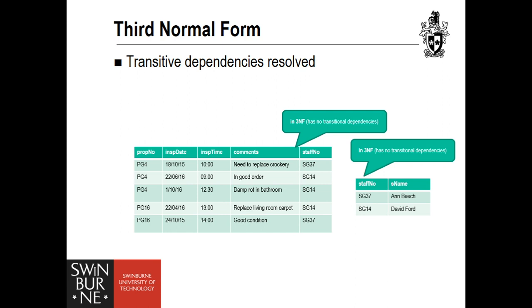Both tables are now in third normal form. We have established previously that they are in second normal form, and now we have removed the transitive dependency by making a second table for staff. So we have third normal form.